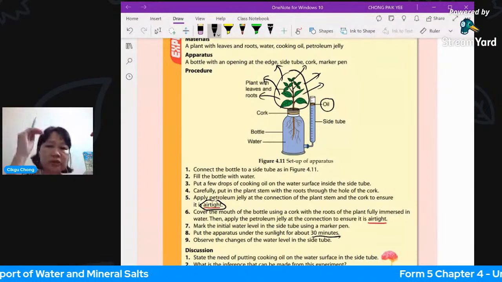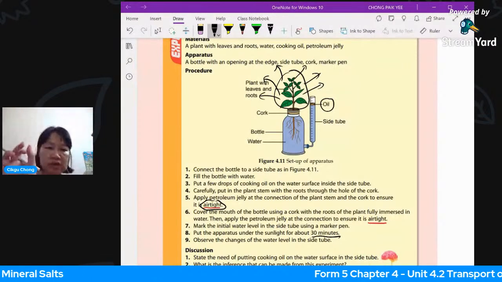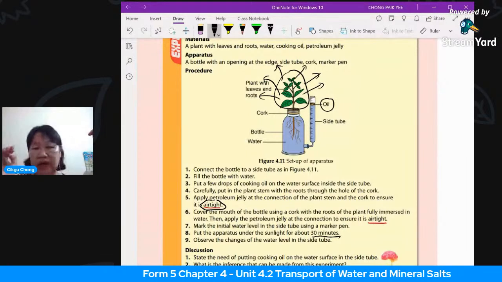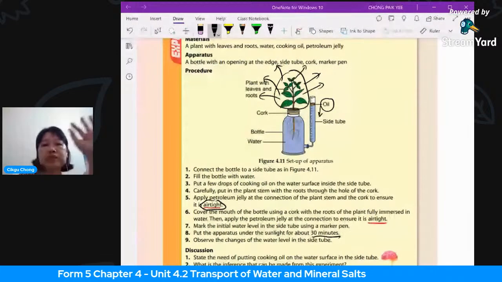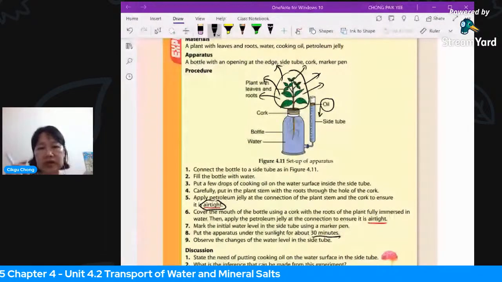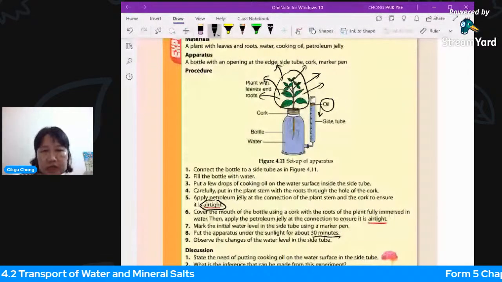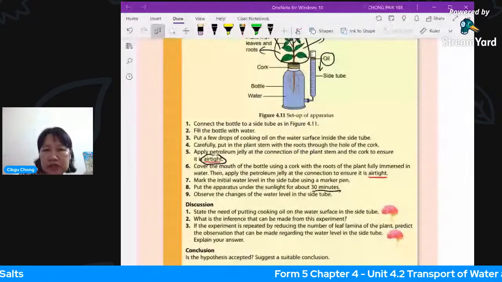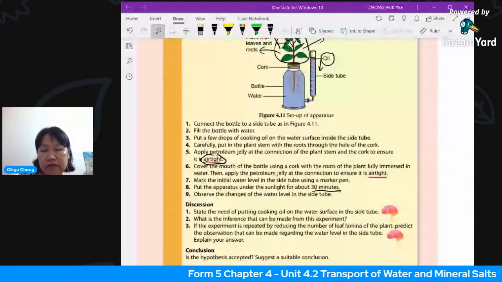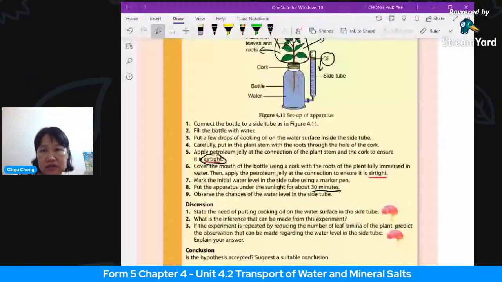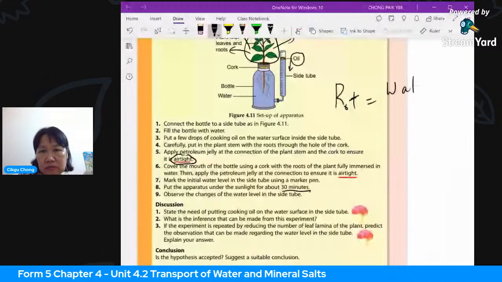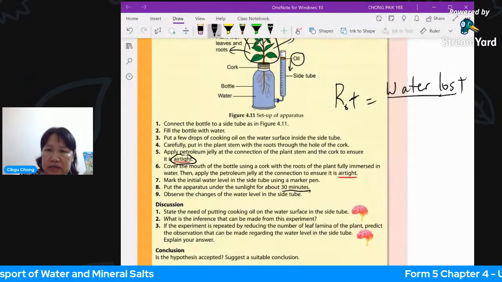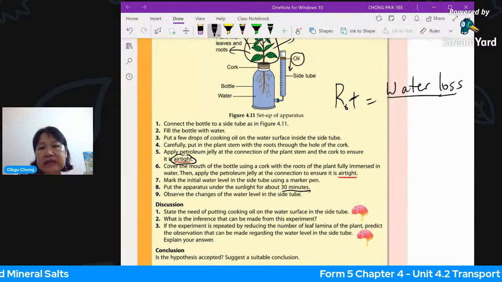The water level in that tube here, you will see that it will drop slowly. Of course, it takes some time. The water will be absorbed up to the leaves. Okay, so this shows transpiration. And you can measure, given a certain amount of time. Rate of transpiration is always measured in terms of how much water is lost. Okay, water loss, as in the noun, divided by time.